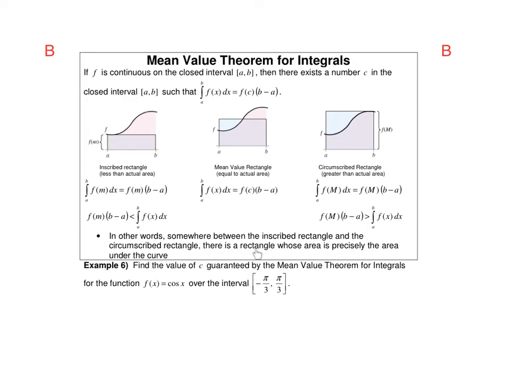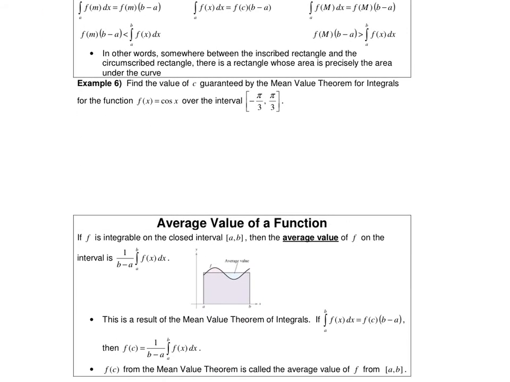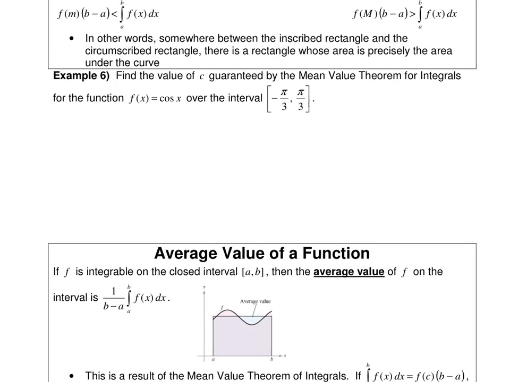So in example 6, we're going to apply this mean value theorem for integrals. We see our a and b are pi thirds and negative pi thirds. So I know that the integral from negative pi thirds to pi thirds of cosine x dx is going to equal, I'm just going to write f of c for now, times the upper limit minus the lower limit, and we know that that's going to create a 2 pi thirds.